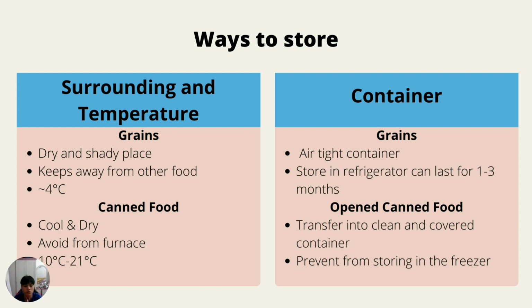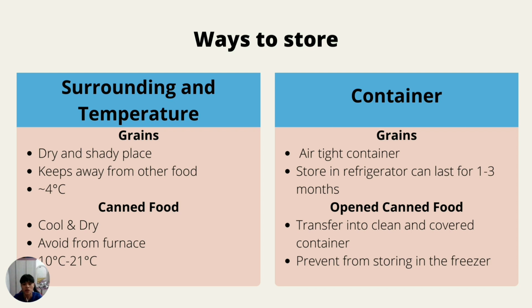And canned food should be stored in a cool and dry place. It also should be kept away from the furnace. This is because the heat from the furnace will expand the canned food, and the food inside the can will spoil faster. Canned food should be stored at room temperature, from 10 to 21 degrees Celsius.